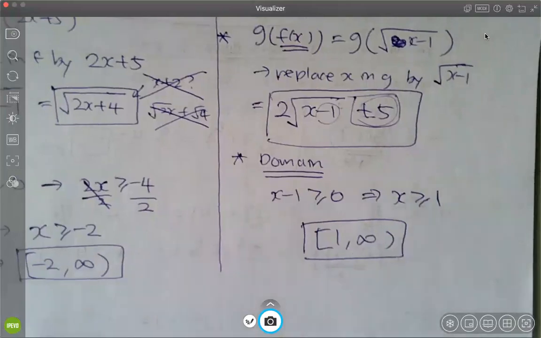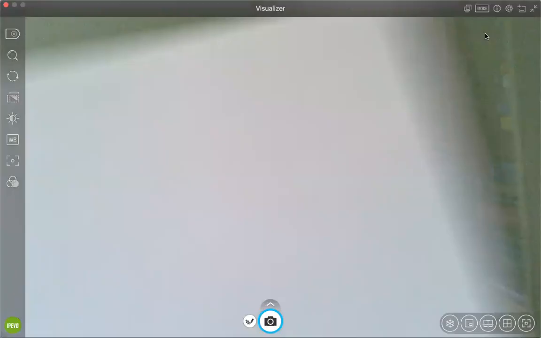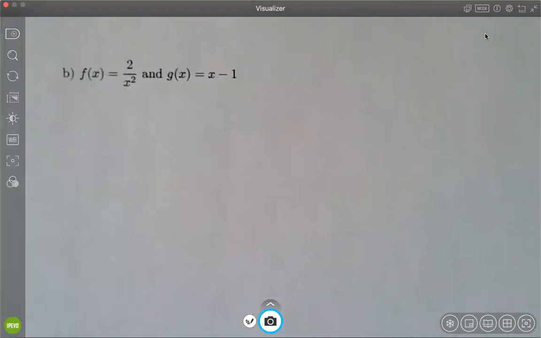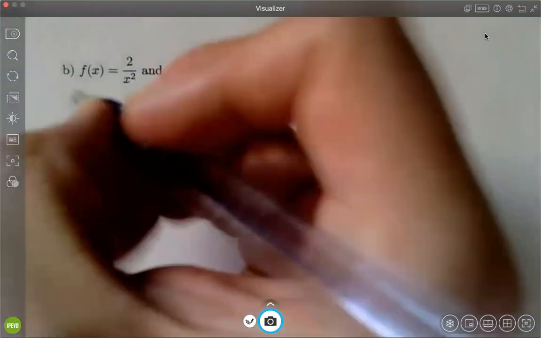Can I go to the next page? Okay, so the next page only has one problem, and that's it for this section. Here is part B, 2 over x squared for f, and then x minus 1 for g. And remember we are finding the exact same two things, f circle g and g circle f.